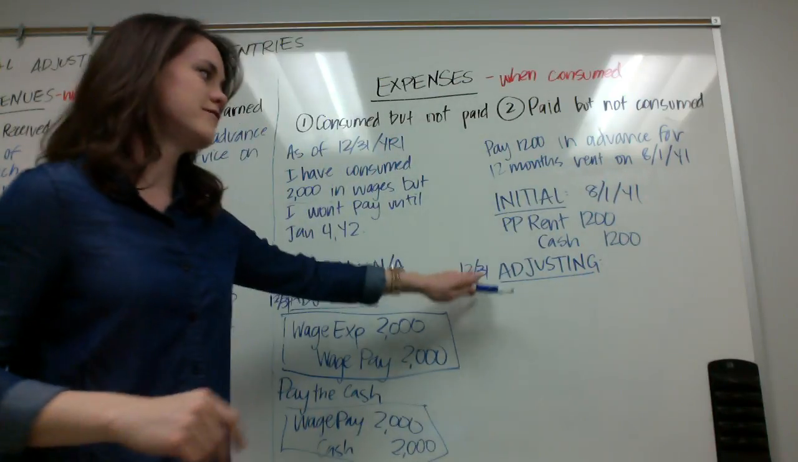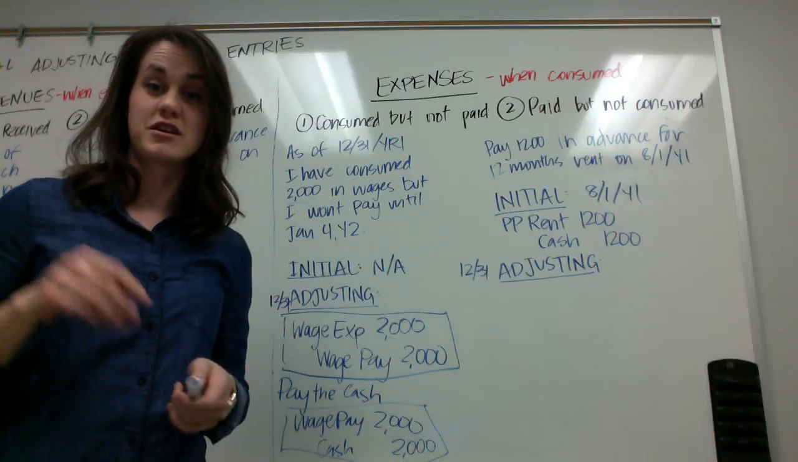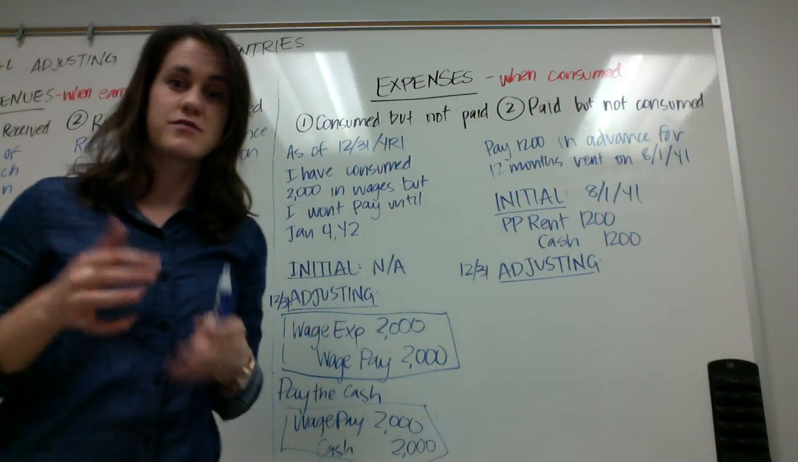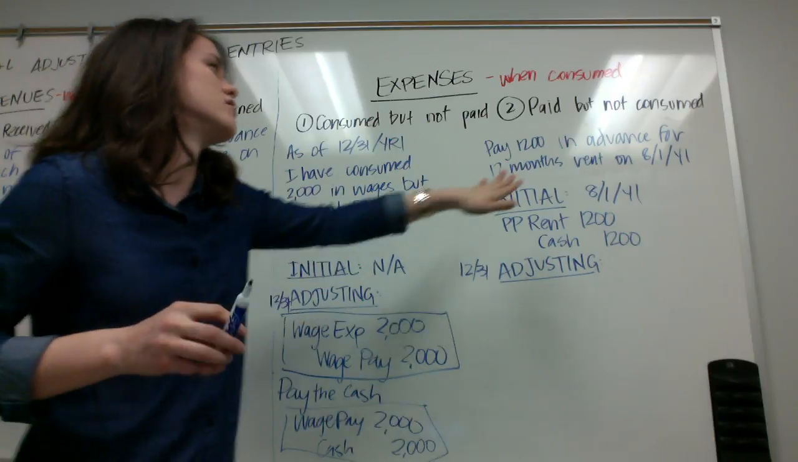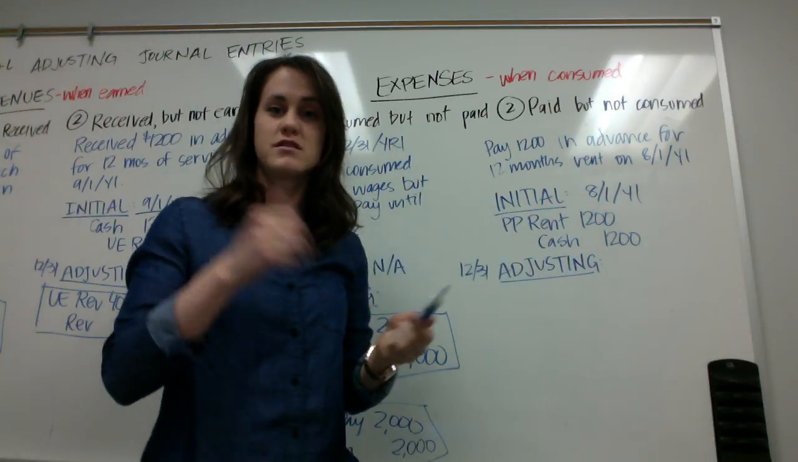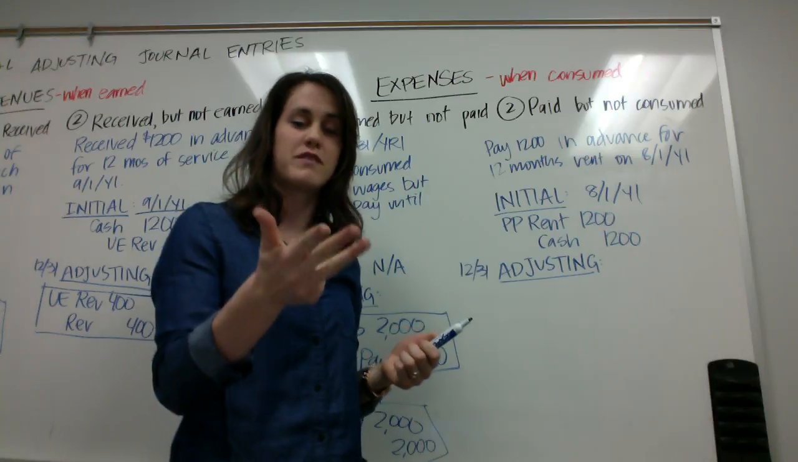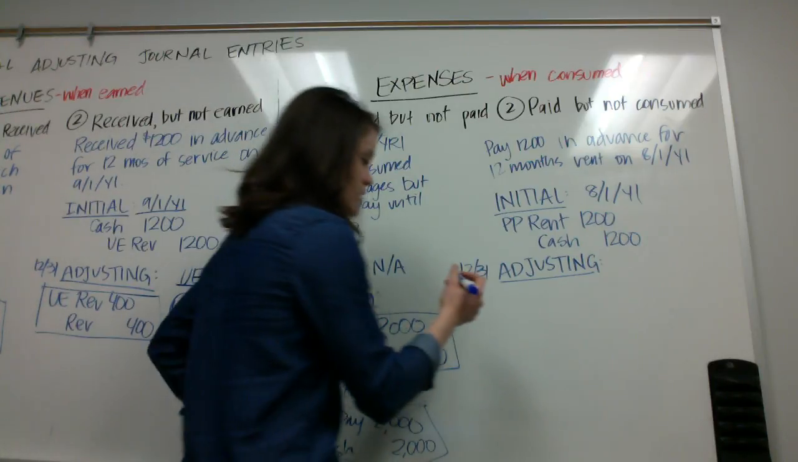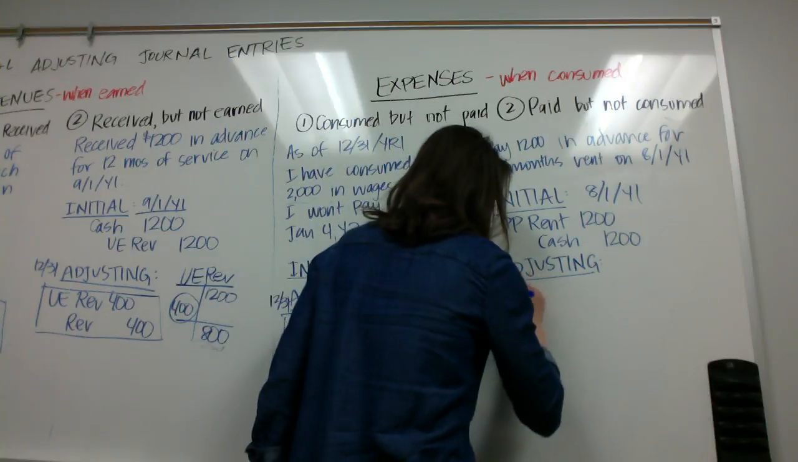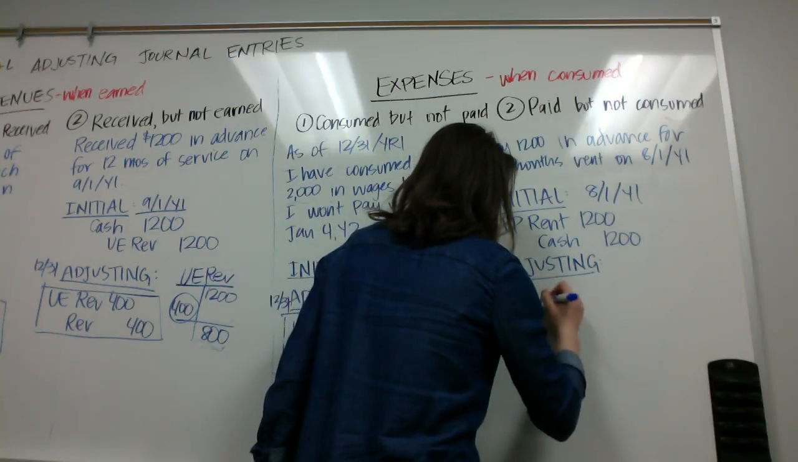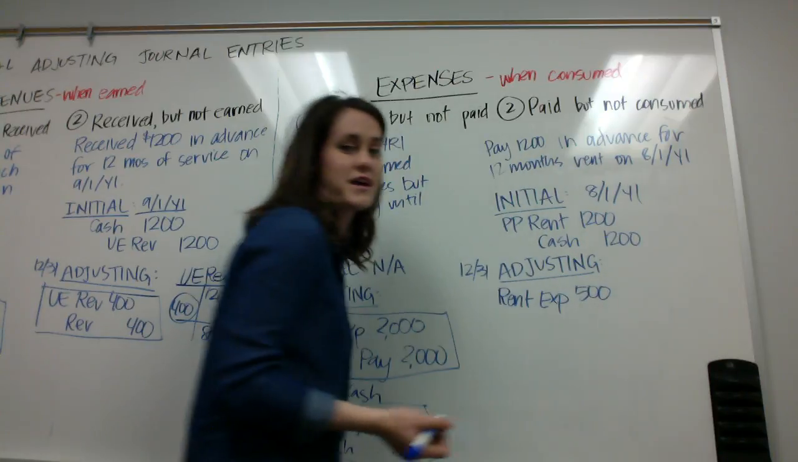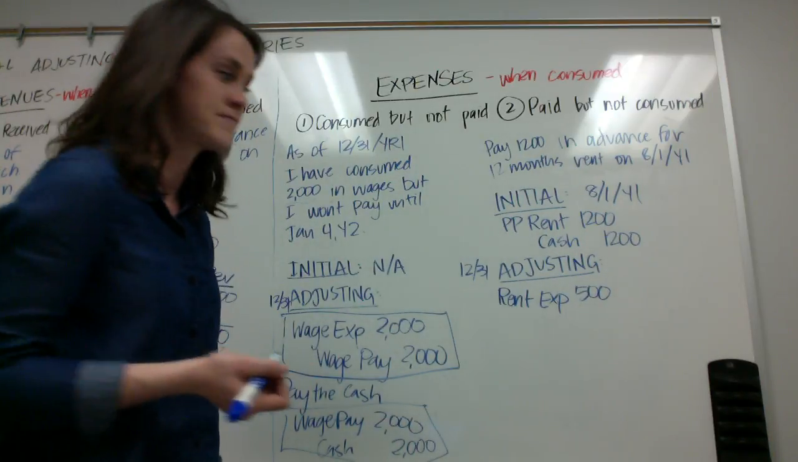So on 12/31, how much of this rent have we actually consumed? Why do I care? Because I can only record the expense for how much I've consumed this year. So I've started on August 1st: August, September, October, November, December. I consumed 5 months worth of service, of rent rather, so I have to record rent expense of $500, saying I've actually consumed that amount of value, right?